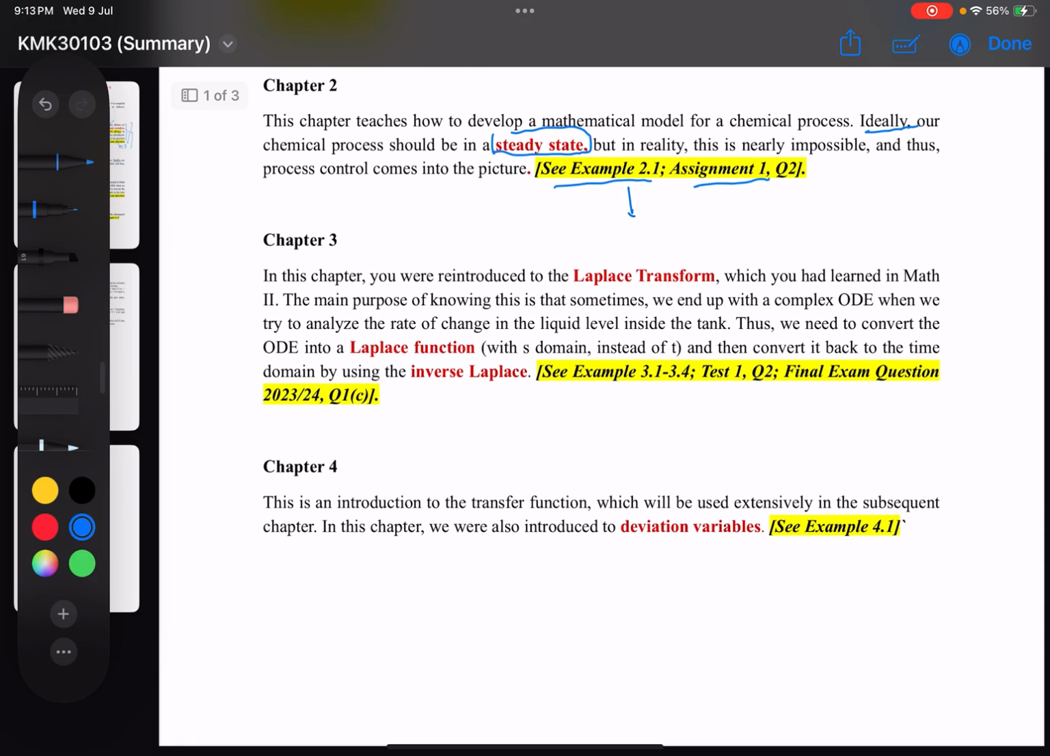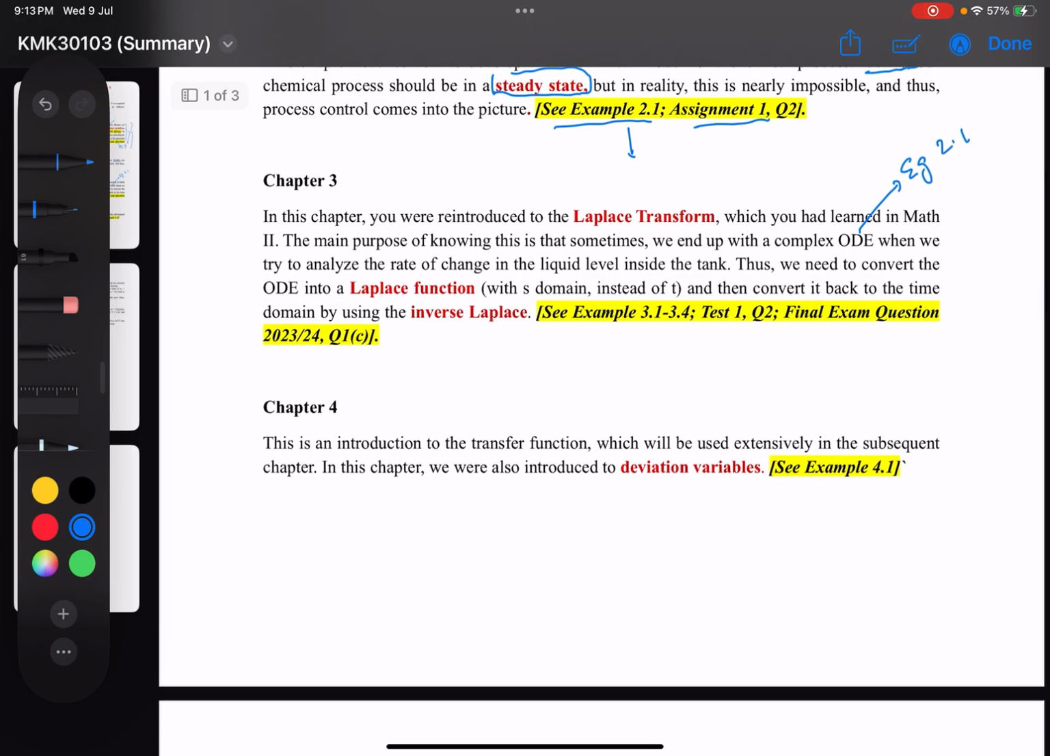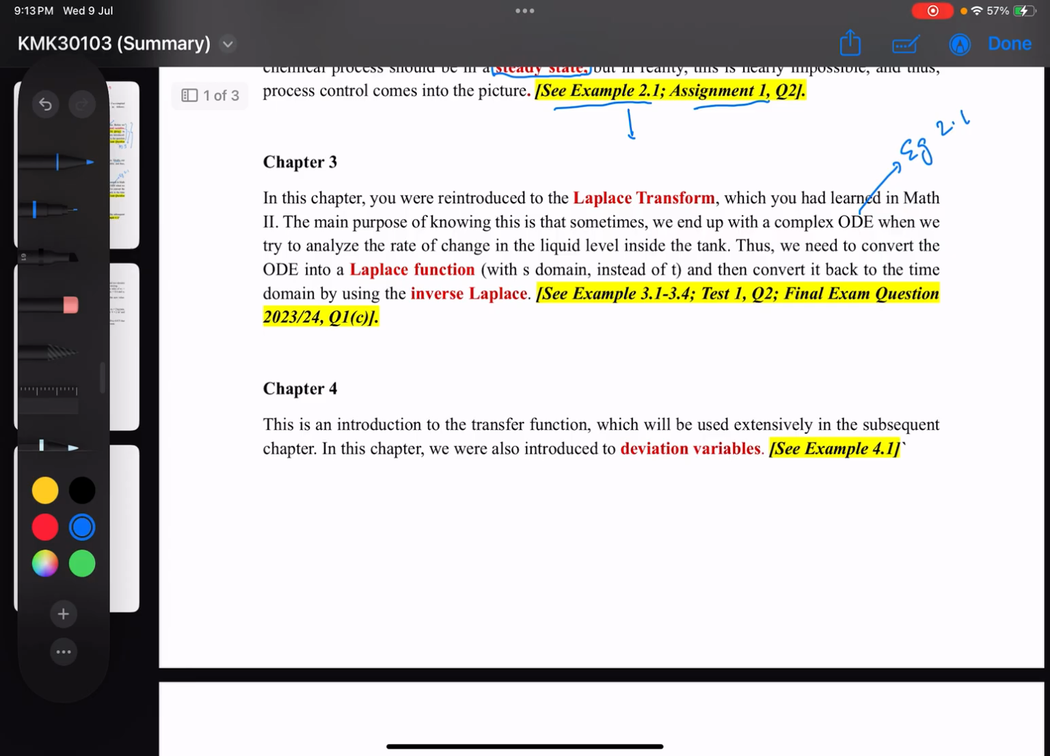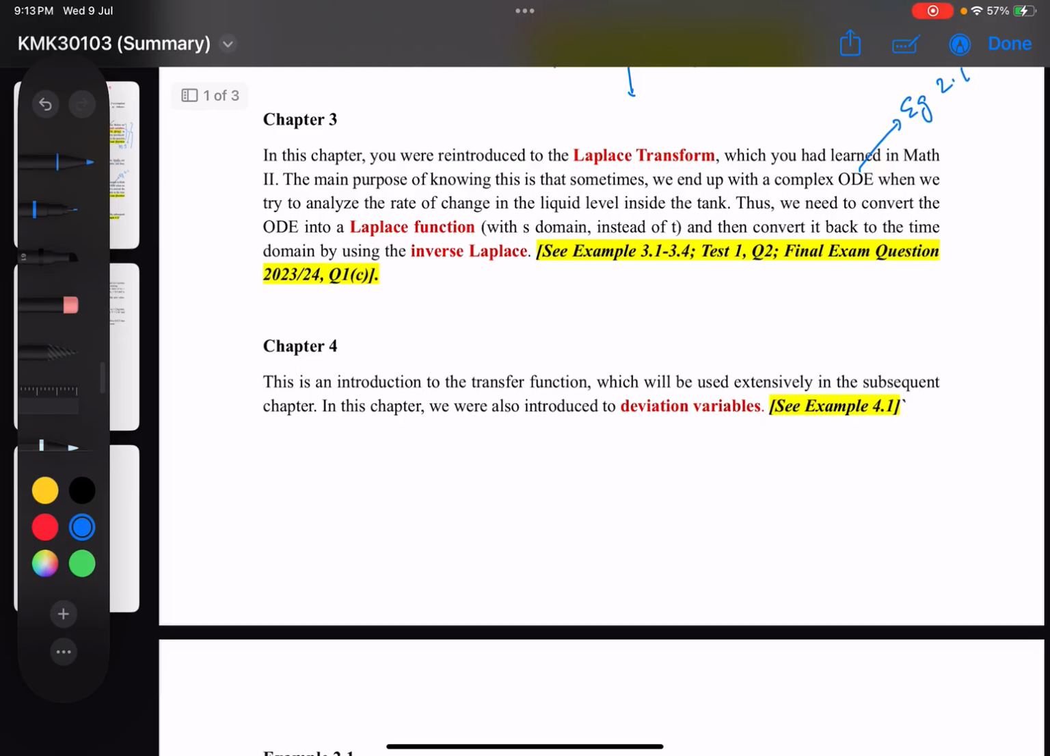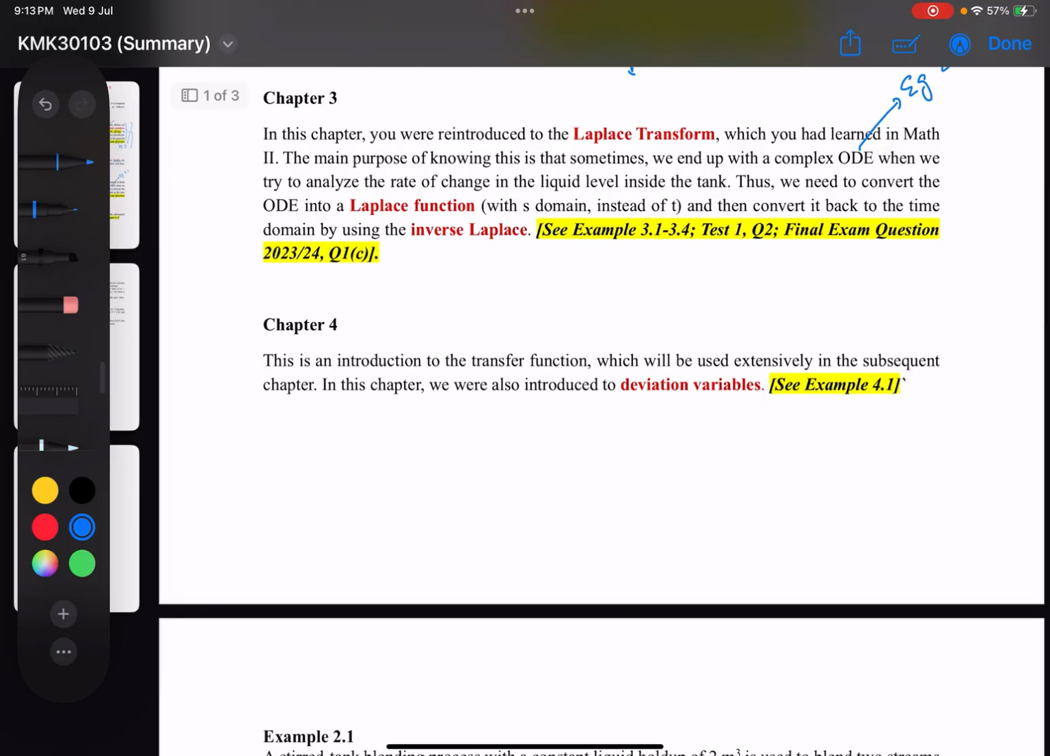And then in chapter number 3, we actually revisit or reintroduce the Laplace transform, which was already learned during your Maths 2. The main purpose of knowing this is that sometimes we end up with a complex ordinary differential equation, as seen in example 2.1, when we try to analyze the rate of change of the liquid level inside the tank. Thus, we need to convert the ordinary differential equation into Laplace functions in the S domain instead of the T domain, and then convert it back to the time domain by using the inverse Laplace. This one I think will also be covered in example 2.1.